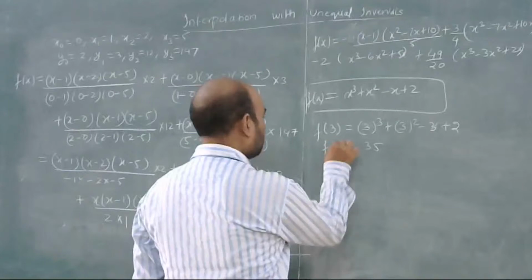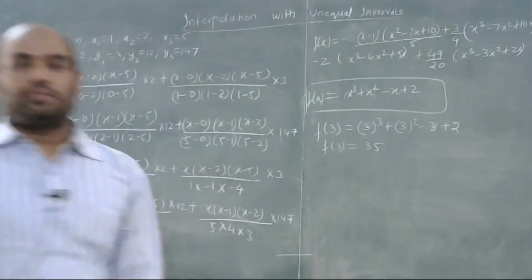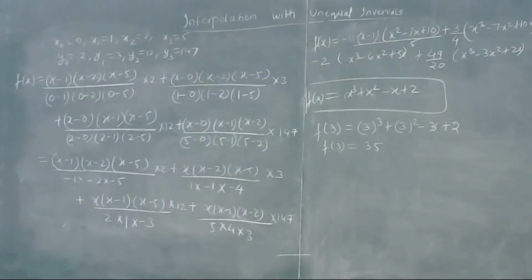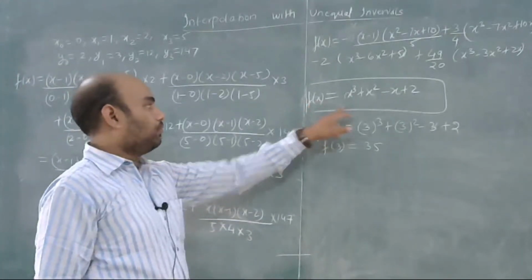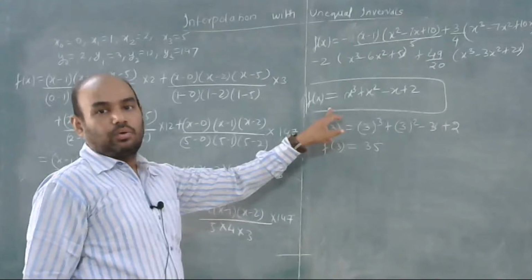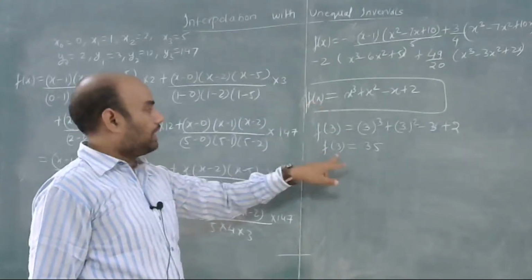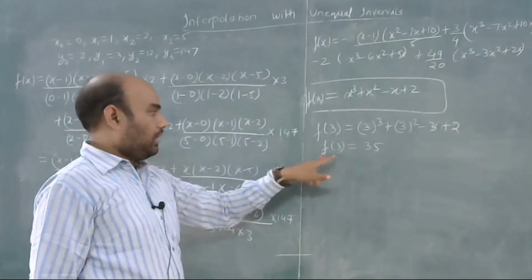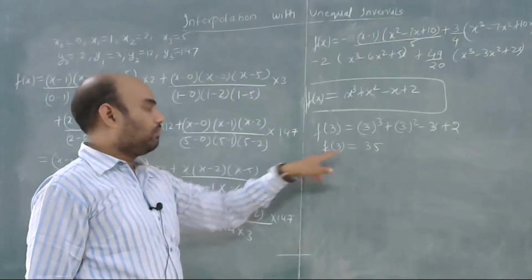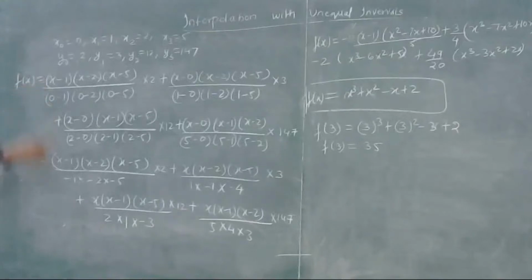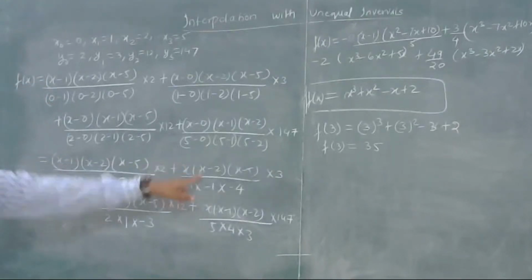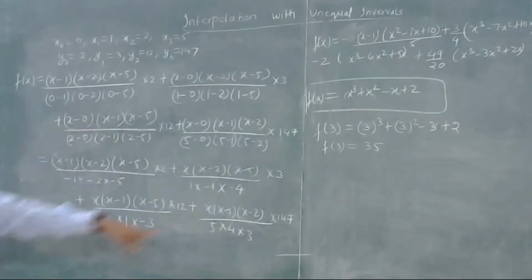So f of 3 is equal to 35. Okay. So here in the question it is asked to find f of x. If directly it is asked to find the value of f of 3, you can directly substitute the value of x as 3 and you can calculate this value.